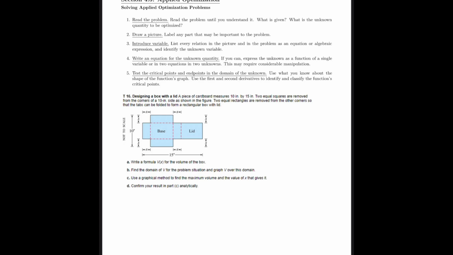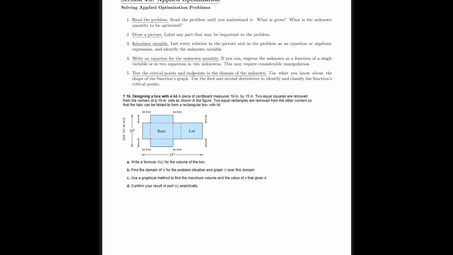4.5 Calculus 1 video lecture on applied optimization. So in the previous sections, we talked about how to find the extreme values for a function using the first and second derivative. So today what we're going to do is talk about how to optimize an actual real-world situation using calculus and our graphing calculators to help us out.